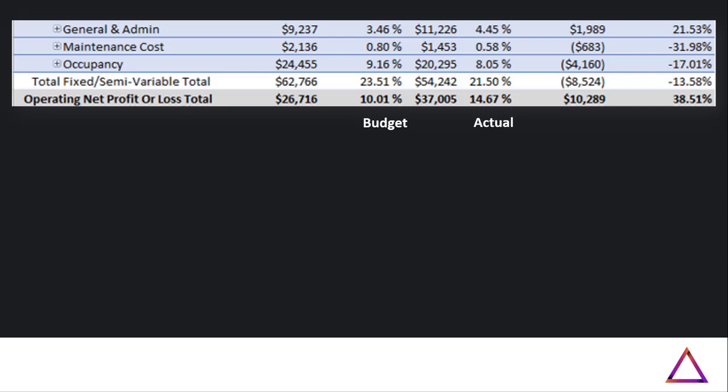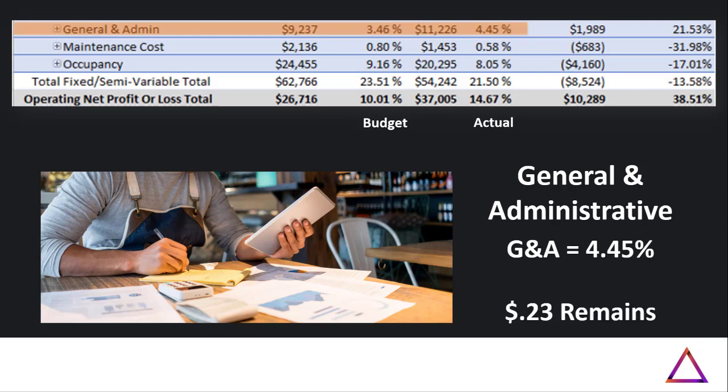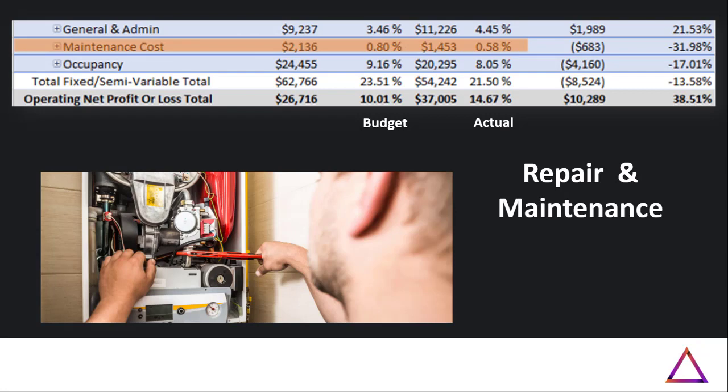Let's dive into our remaining fixed expenses. Your remaining categories are general and admin, such as accounting fees, cash over short, and bad debt. This is 4.45%, so 23 cents on our dollar remains. Next, we've got repair and maintenance, which includes preventative maintenance, restaurant maintenance, and building maintenance. This is 0.58%, so we still have 23 cents remaining.